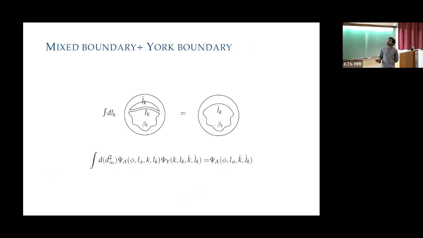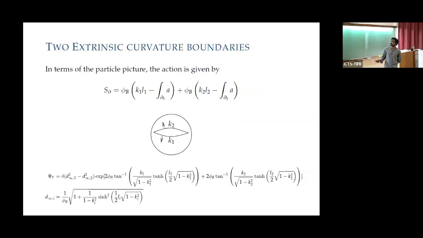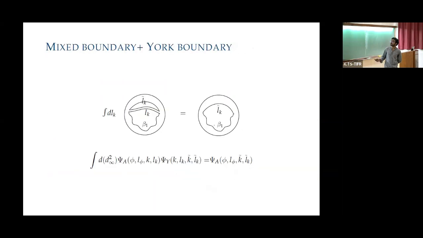One other convolution one can think of is to take the mixed boundary wave function and convolve with the one where we have two York boundaries. That should give the wave function where the York boundary with L and extrinsic curvature k is replaced by L tilde with extrinsic curvature k tilde. Owing to this delta function constraint, that also happens straightforwardly, and we get the correct mixed boundary wave function with the correct value of the new extrinsic curvature and new length.